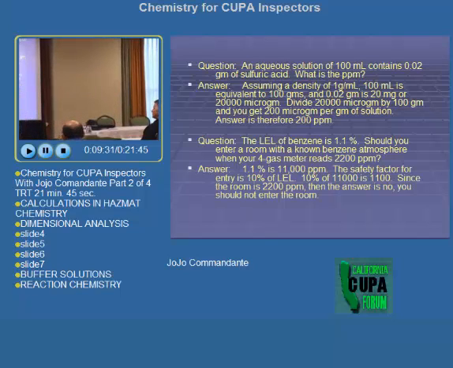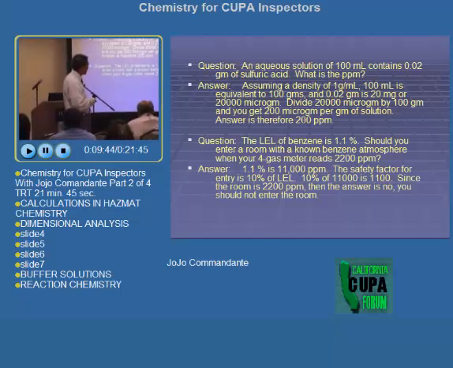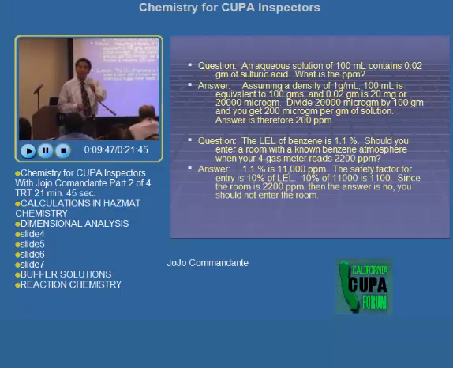But then here, when your 4-gas meter reads 2200 ppm, let's just assume that this was calibrated on benzene. And we know for a fact that there was a spill of benzene from the responsible party. There's a spill of benzene in the room, and your direct reading instrument reads 2200 ppm. So what do you do?